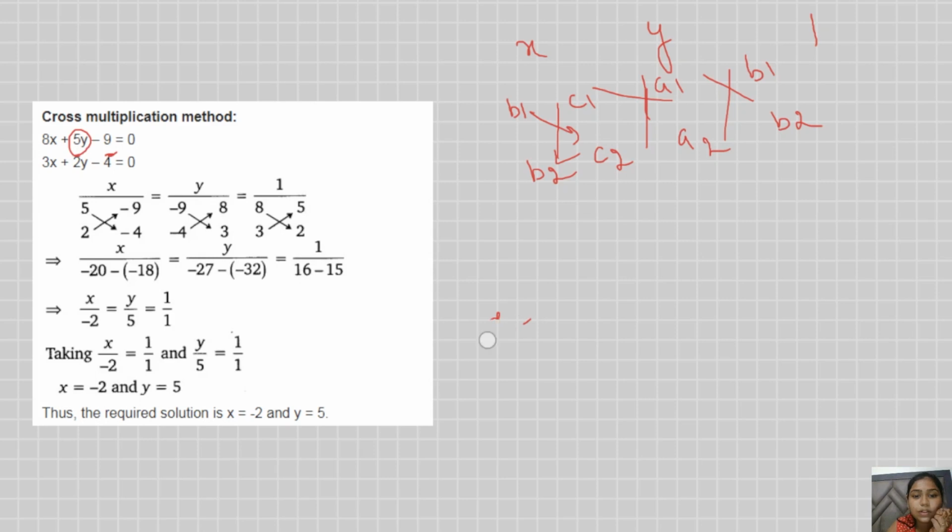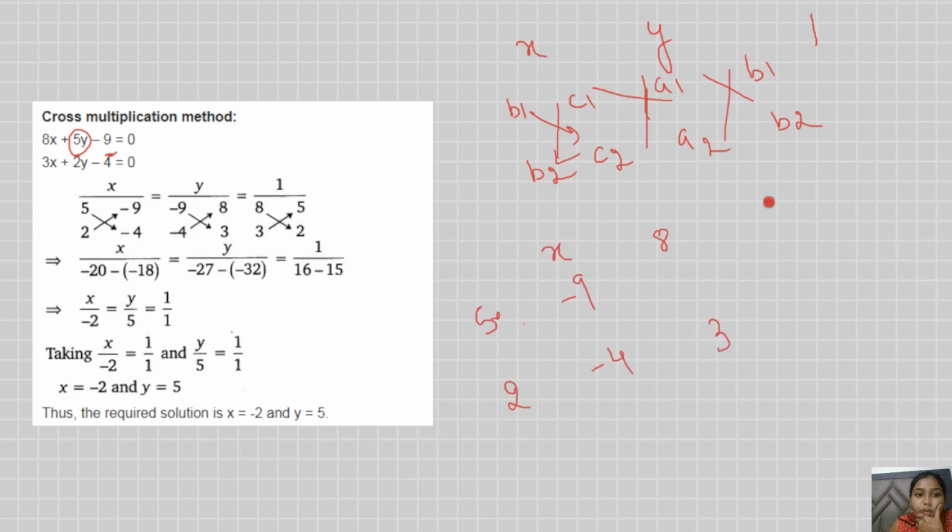That's why it is very important to mention them here. You can just write like this. a1 is 5, b2 is 2, c1 is minus 9 and c2 is 4, a1 is 8, 3, and b1 b2 is 5 and 2. Now you can just write like this.